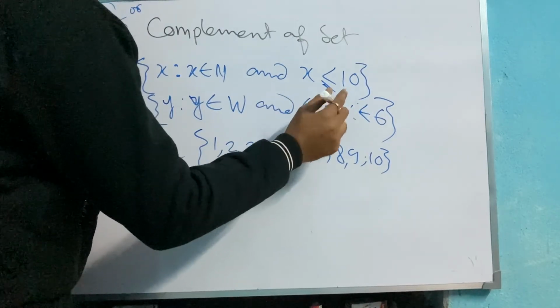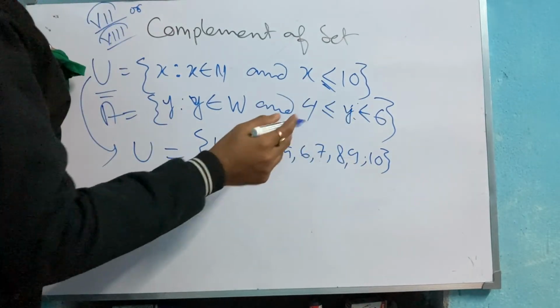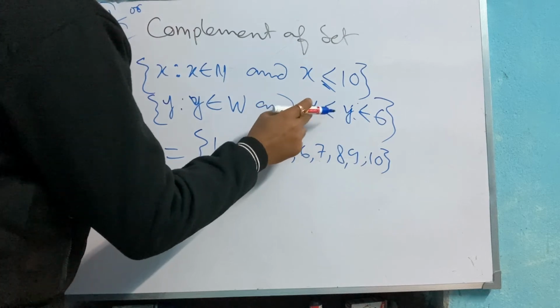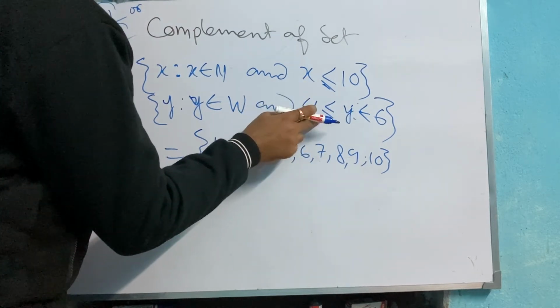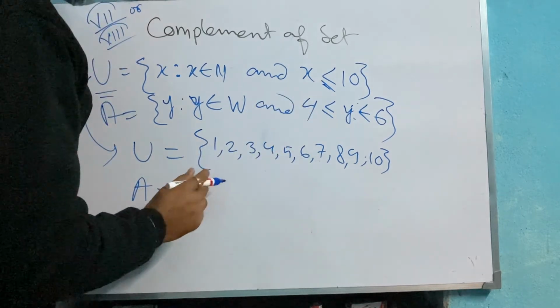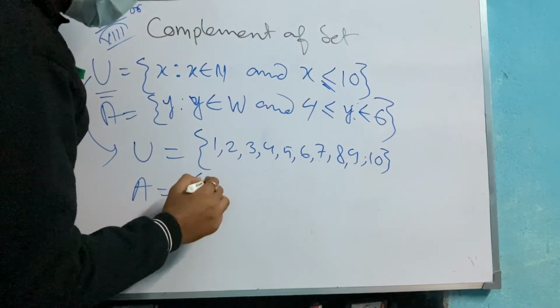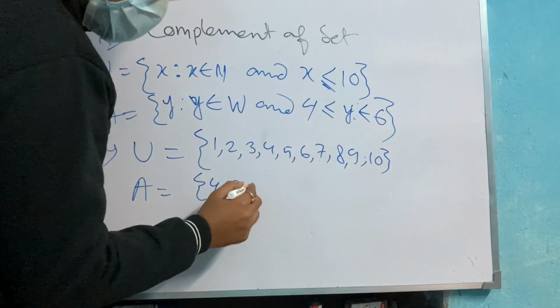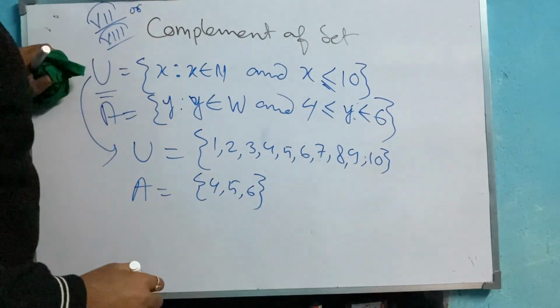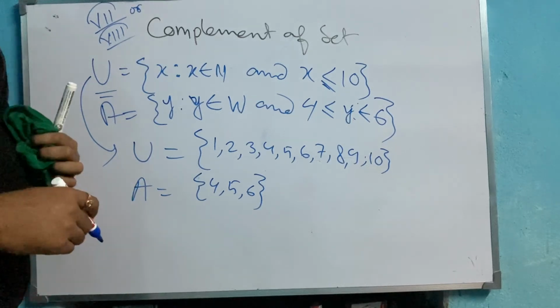And set A is the set of y where y is a whole number greater than or equal to 4, that means 4, 5, and less than or equal to 6, that is 6.